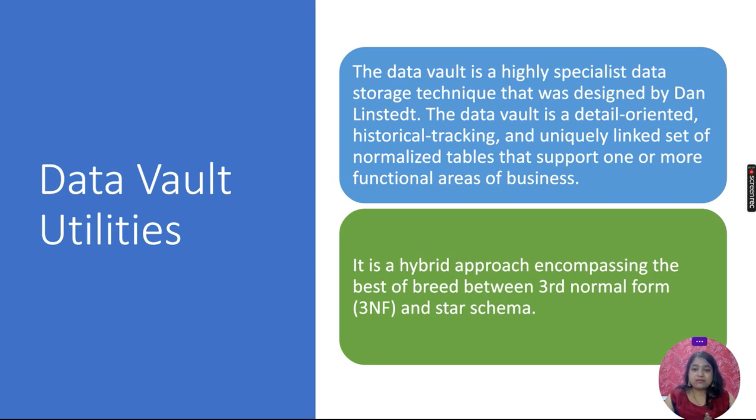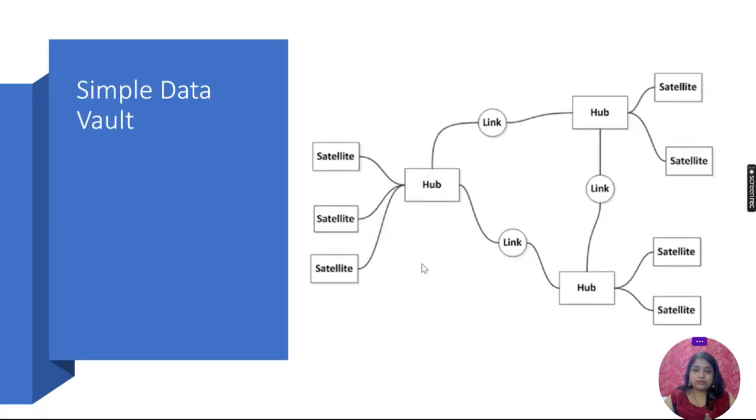We have the satellites, we have the hubs, and then the links. And these three data structures are used to convert any data warehouse in 3NF into a data vault. Now you can see this simple data vault. Here we are having satellites. So satellites are basically our tables.